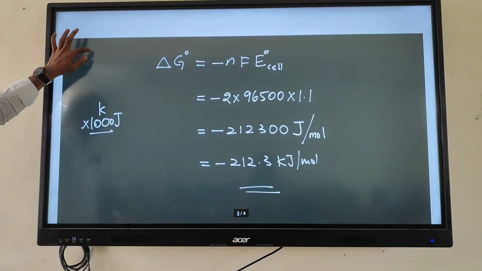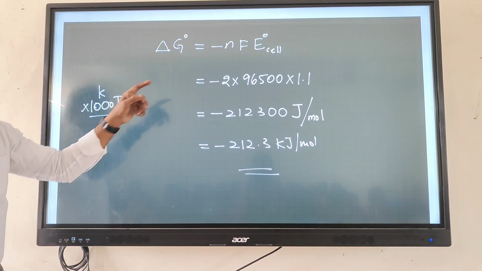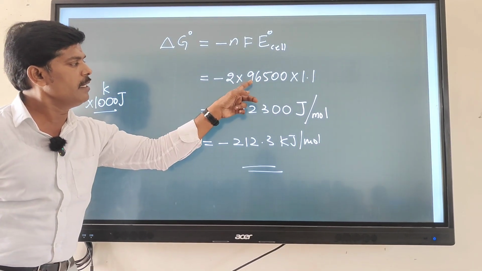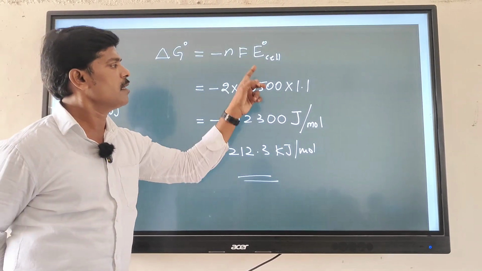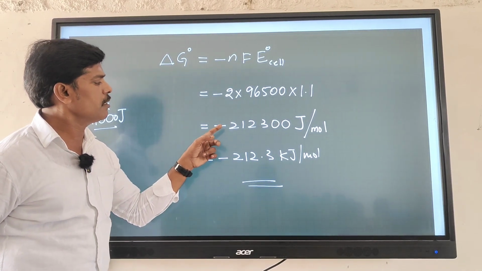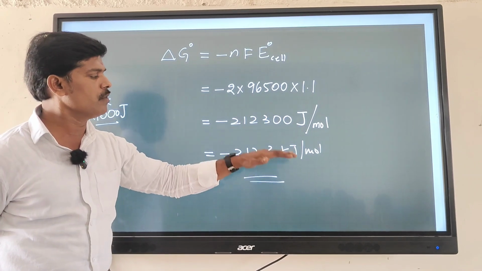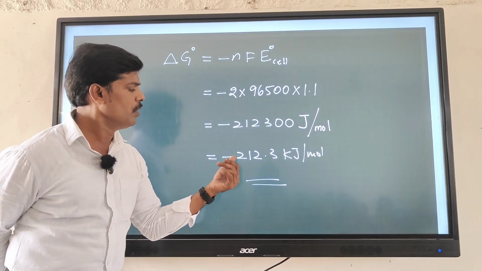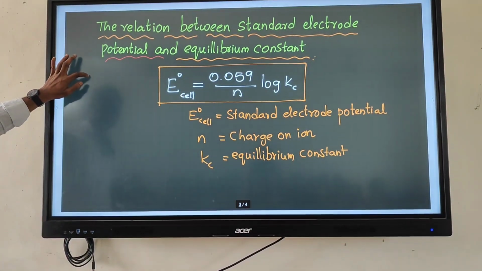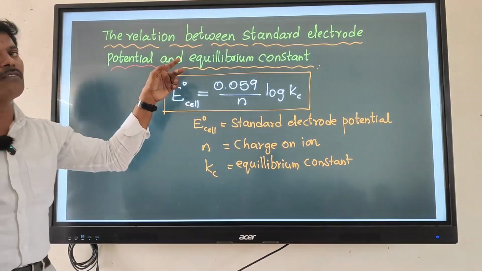So according to the relation, delta G naught equals minus N F E naught. That is equal to minus 2 into F, the Faraday constant 96,500, into E naught, the standard electrode potential 1.1. If you multiply these three, we get minus 212,300 joules per mole. If you convert this joule per mole into kilojoules per mole, we get minus 212.3 kilojoules per mole.